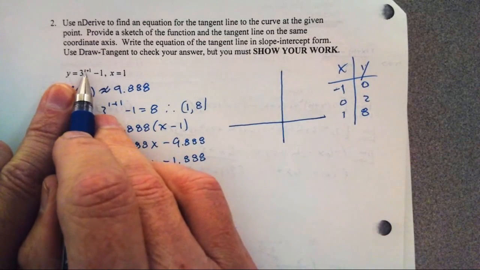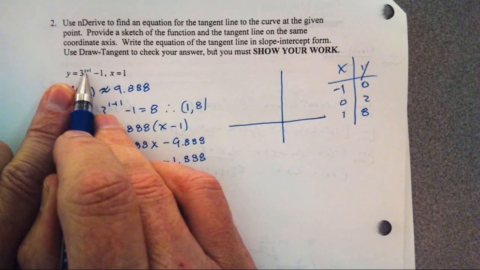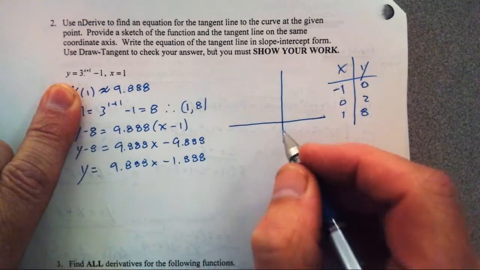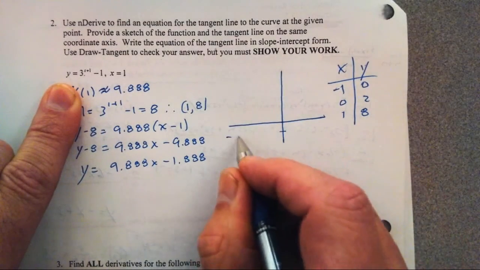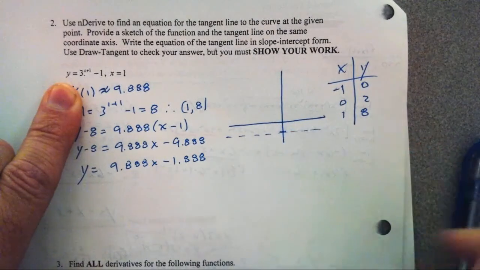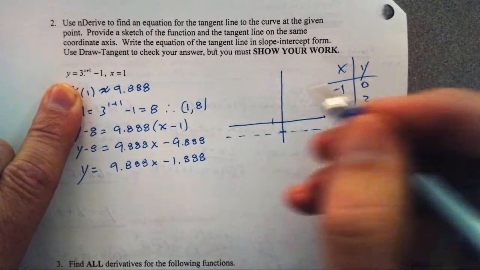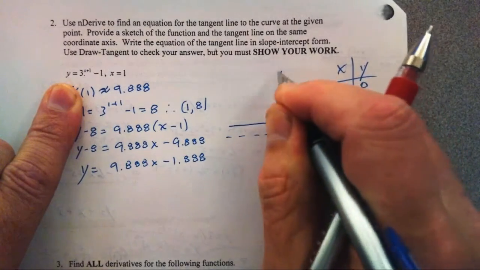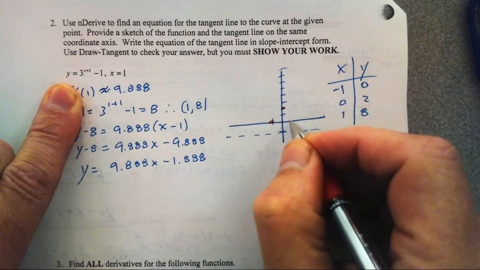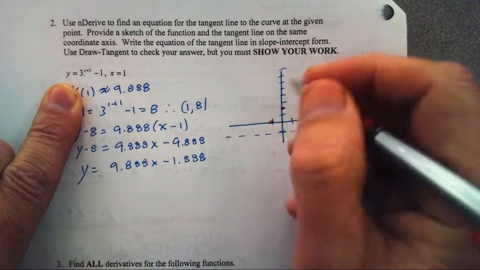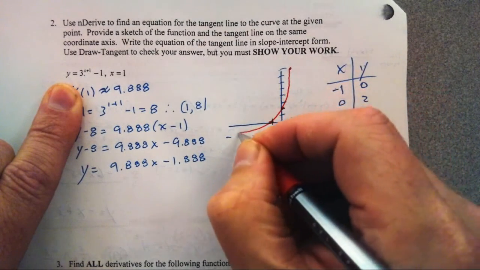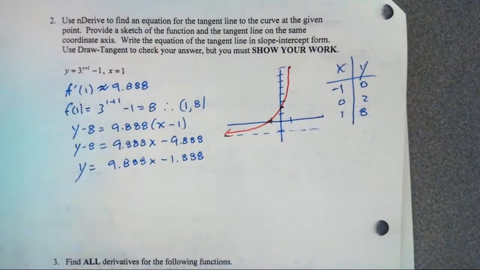I notice 3 to any power is always going to be bigger than 0, but it can get close to 0, and if I subtract 1, the graph's going to get close to negative 1. So I have a horizontal asymptote here. I've got some points at (negative 1, 0), a point at (0, 2), and a point at (1, 8), at which point it's getting very, very fast, and I'm getting sucked into this asymptote down here. So there's our graph.